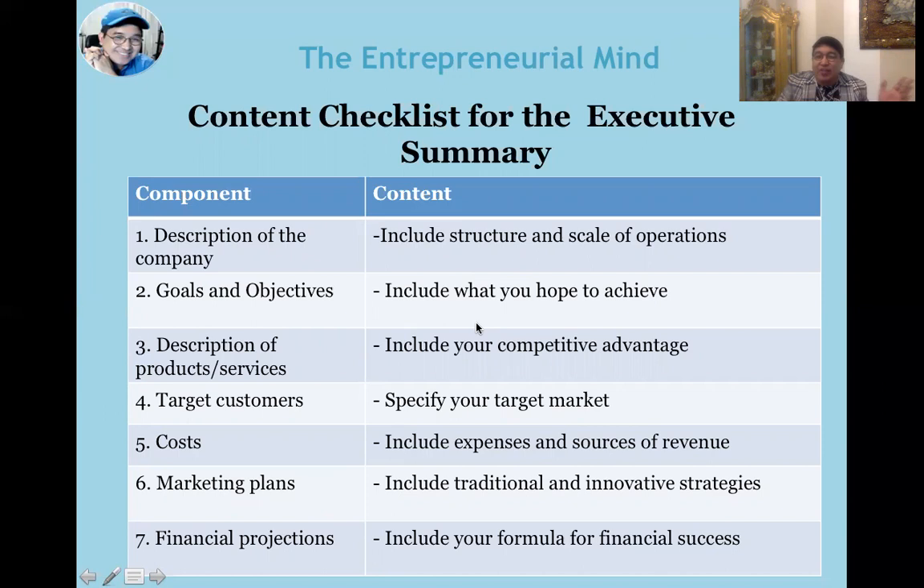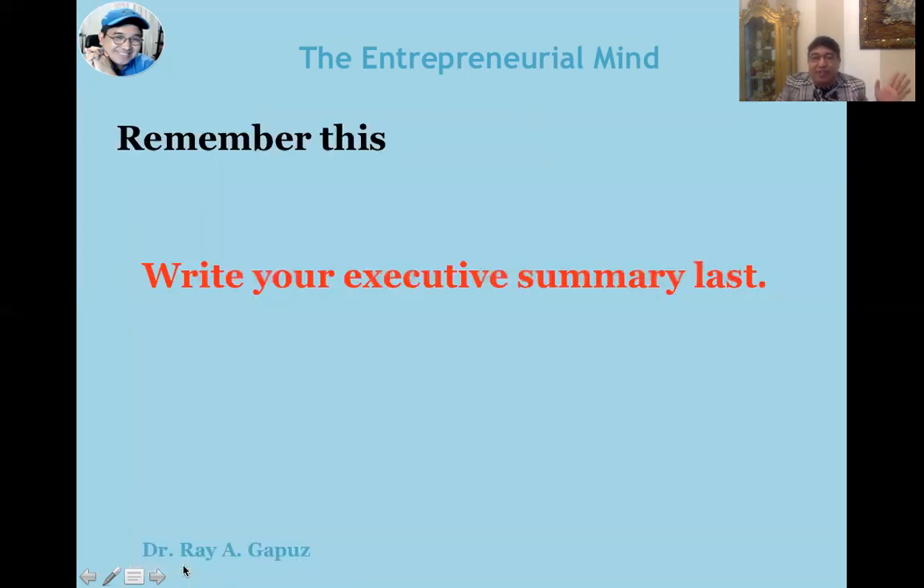So in a nutshell, your executive summary should only be 1 to 2 pages, okay? So you have to be realistic. Do not overshoot, do not fantasize. So remember this, write your executive summary last. Since it is the single most important part of the business plan, you have to make sure that it contains the necessary highlights that will make your reader come to you and say, let's put up the business right here, right now. Okay. So let's move on.